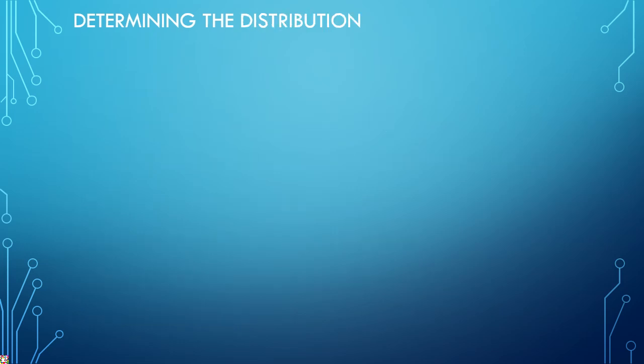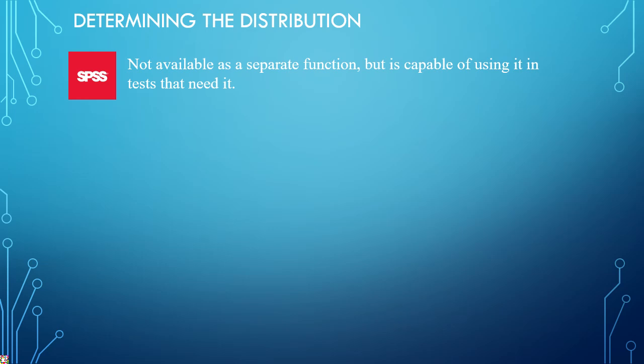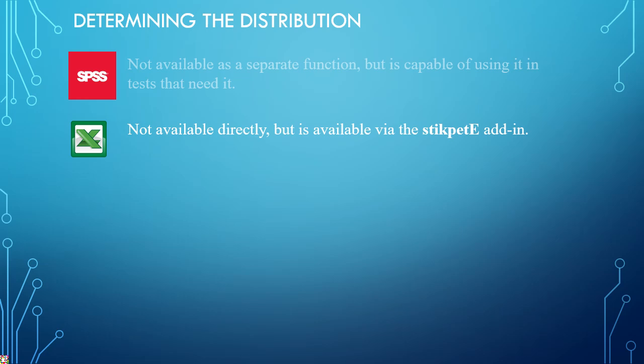Now, to do this, you could of course do it by hand. Sometimes people just simply look up tables, and another way is of course to use some software packages. SPSS, to my knowledge, does not have a separate function. If you go for compute variable, I couldn't find something that can calculate this distribution, but it is capable of using it. So it has it somewhere under the hood, somewhere in its engine, if a test requires it. With Excel, there's no built-in function that you can use directly. I've made it available in my own add-in. So if you're interested in that, it will be available on my website.